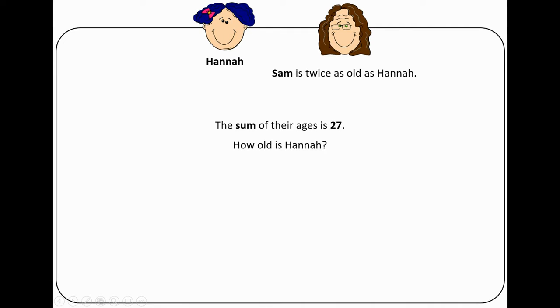Hi guys, the topic for this video is equations part 2. So we have an example here. We have Hannah, and Sam is twice as old as Hannah. The sum of their ages is 27. How old is Hannah? Now we don't know what Hannah is, so let's call that X.